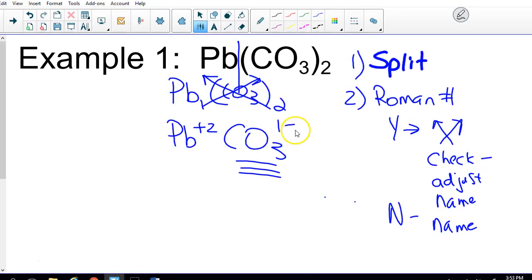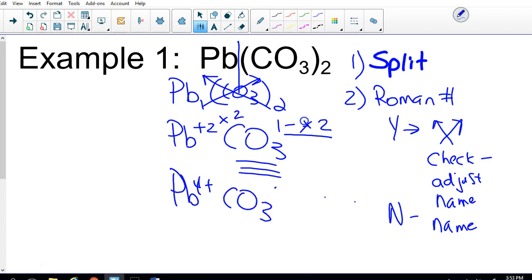When I reverse crisscross, I only got a minus 1. So I'm going to multiply by 2 to fix it. That's what I mean by adjust. Whatever I multiply the negative by, I must multiply the positive by. So this becomes Pb 4 plus. This is CO3 2 minus. Now this is correct. So I name this lead, Roman numeral 4, because plus 4 is Roman numeral 4, and then carbonate.